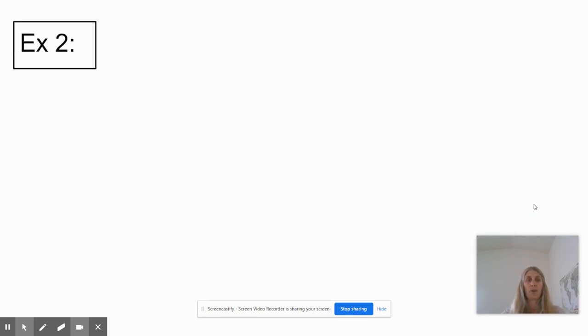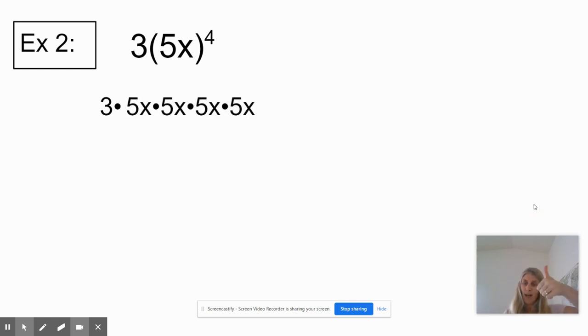Here's our example 2. Here we have 3 times the quantity 5x to the 4th. Now when we see that 4th power on the outside, that 4th is going to apply to both the 5 and the x because we are putting it on each term on top. So when we expand this out, we have our 3 times, and then we have 5x, which is our base, and we're multiplying our base by itself 4 times. So that's 5x times 5x times 5x times 5x.